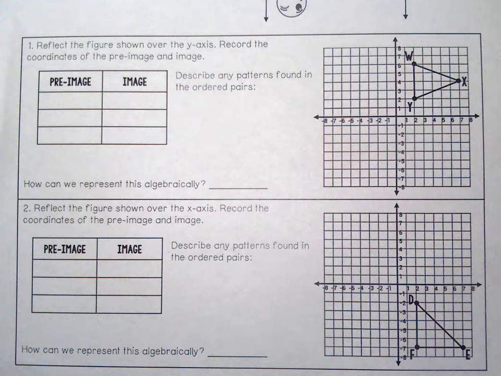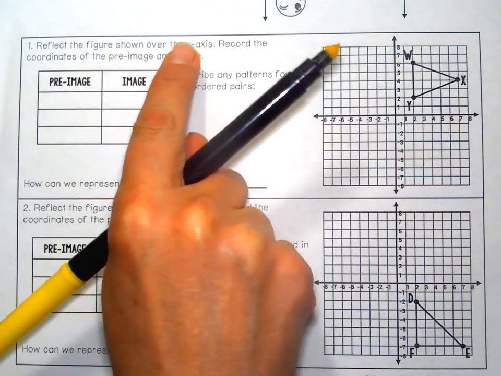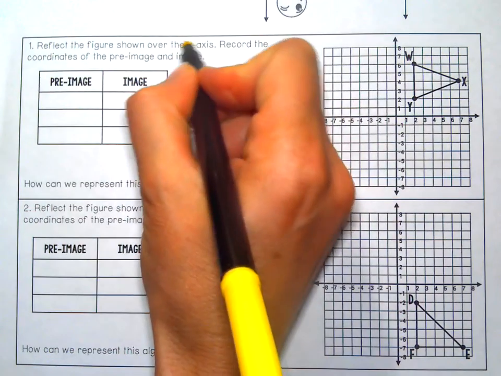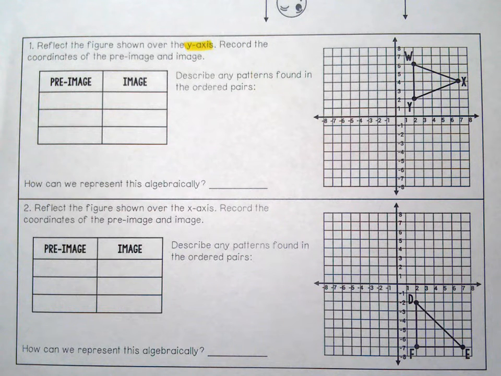Everyone, we're going to take a look at doing a reflection. We're going to do problem number 1, where it says reflect the figure shown over the y-axis. I'm going to highlight that so I remember that is going to be my line of reflection. Record the coordinates of the pre-image and the image. Describe any patterns in the ordered pairs.